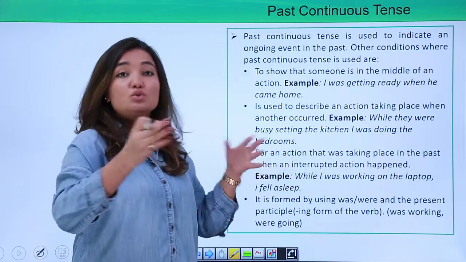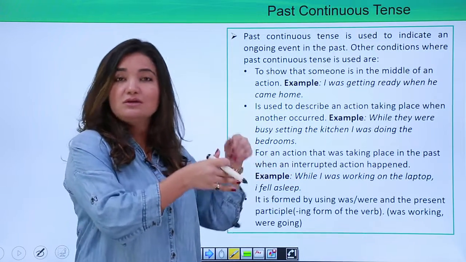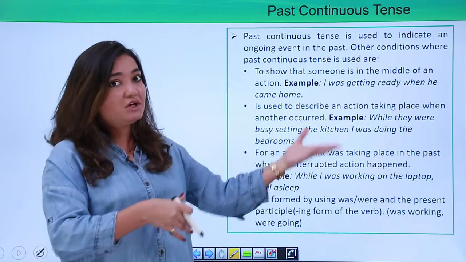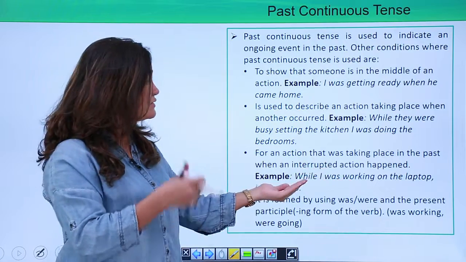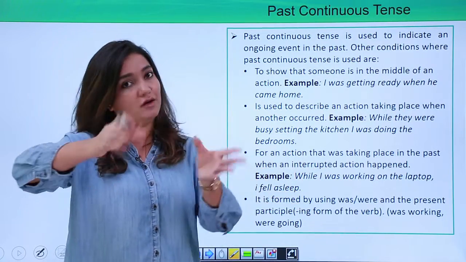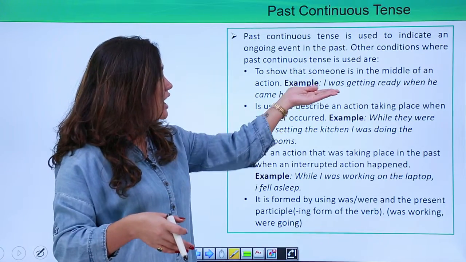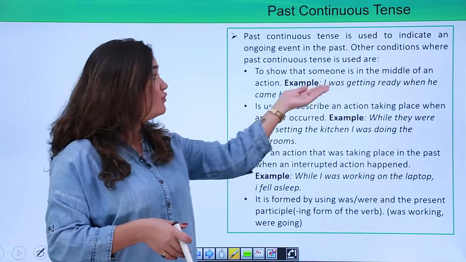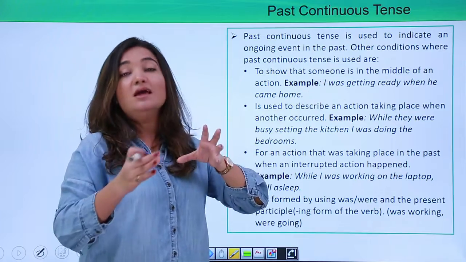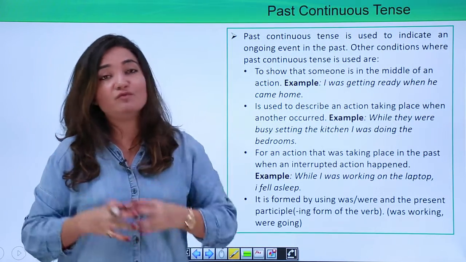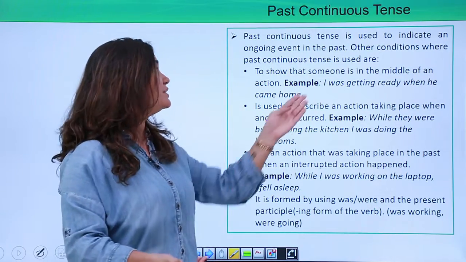We usually form the continuous form of the past tense by using was or were along with the present participle. So here, just look at this example: I was getting ready. So, was getting. Again, getting is the ing form of the verb, which means it is the present participle.